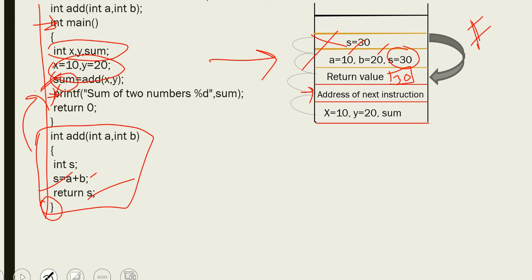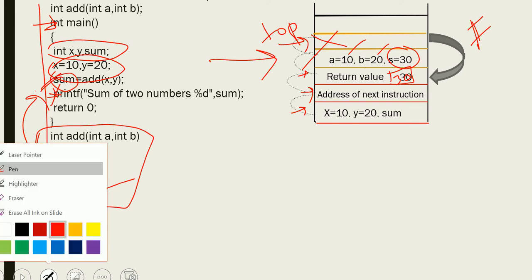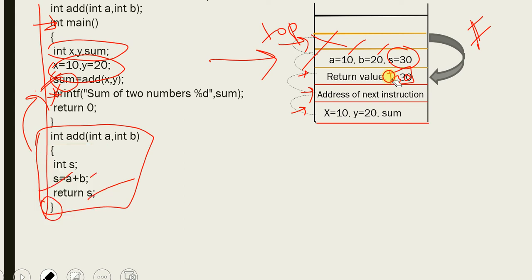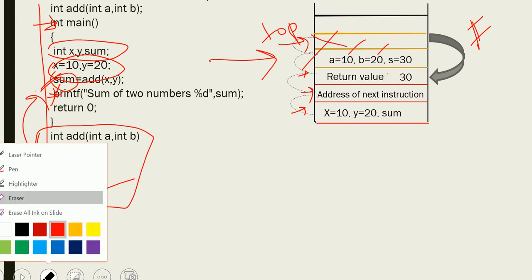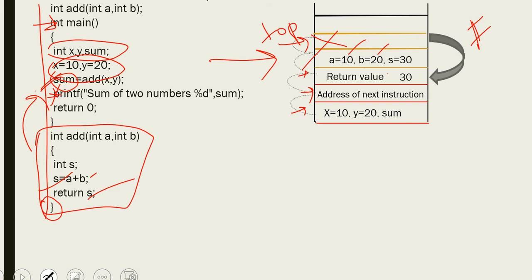Okay, one thing I forgot to tell. So top will be incrementing every time. At the end it will be here. Okay. So now return address is gone and it is stored here. See, return value stored here.